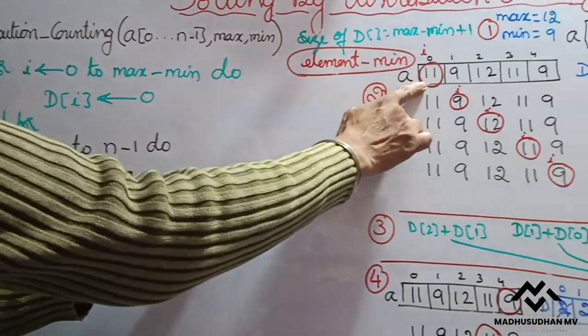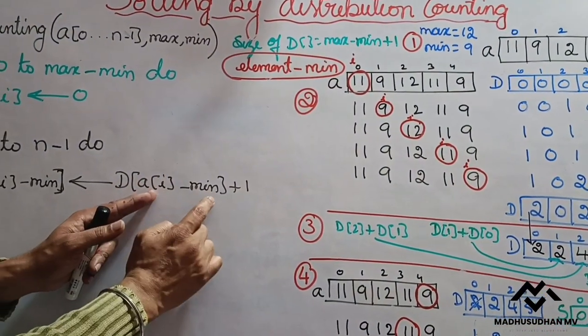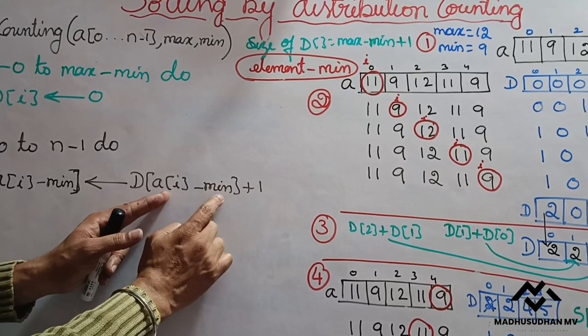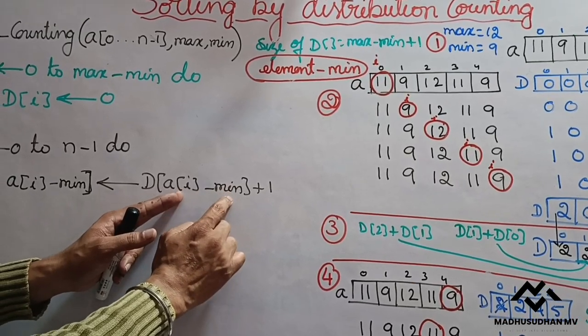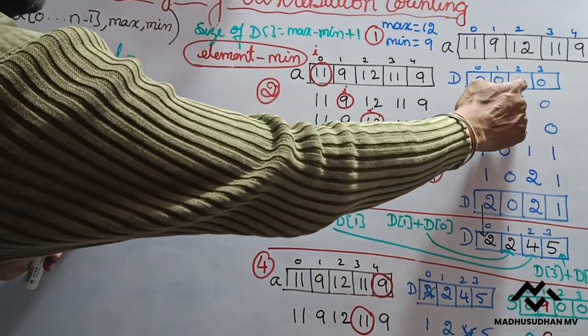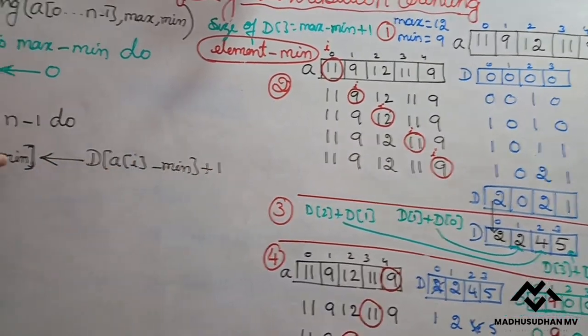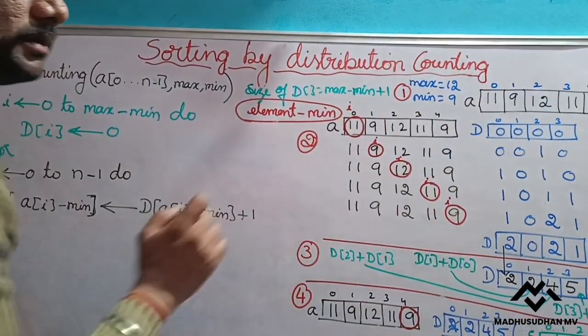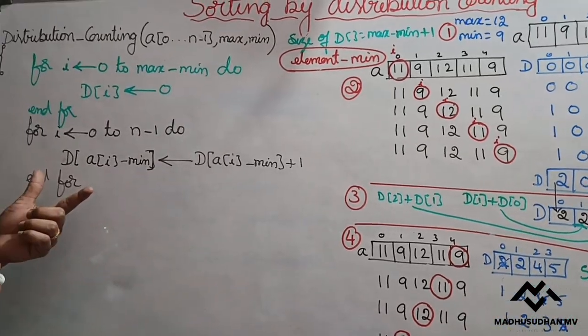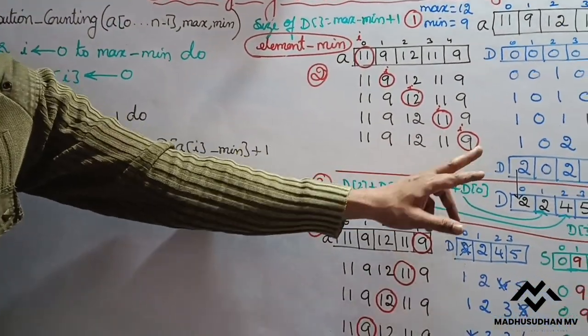Okay. For example, the first element is 11. 11 minus min 9 is 2. D of 2 is what? 0. Plus 1, 0 plus 1, 1 incremented. That one I stored in the same position. That means in this position I wrote 1. So similarly for other iterations. Okay, now this is done.